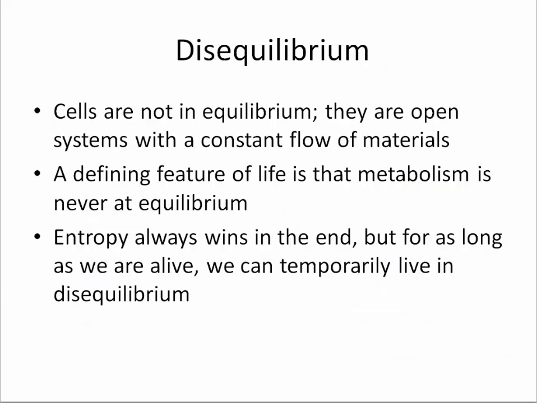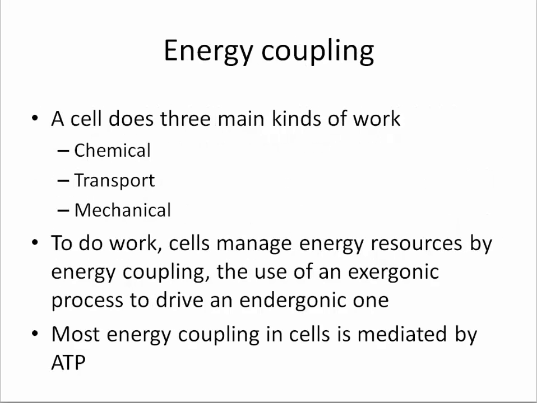Cells are never in equilibrium. Life is always in disequilibrium because cells are open systems with a constant flow of materials. And a defining feature of life is that metabolism is never at equilibrium. Entropy will always win in the end, but for as long as we're alive, we can live temporarily in disequilibrium with the environment, and that is the property of life.